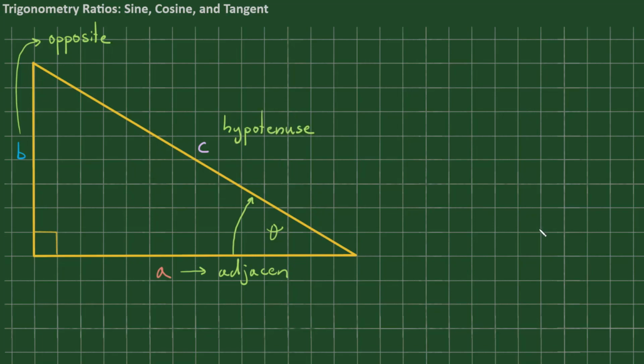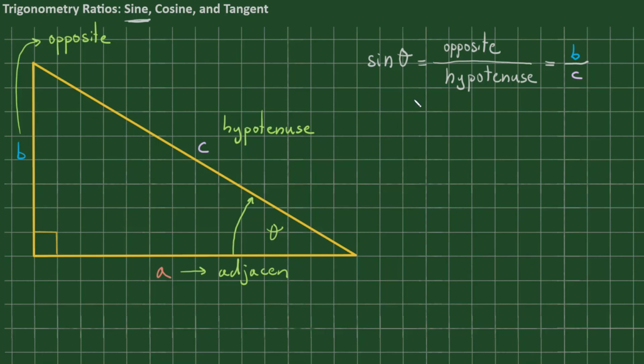The relationship between angle theta and the sides of this triangle is given by three formulas. Firstly, we have sine of theta. So notice that the function sine is shortened to sin, which is still pronounced sine, as in SING. And sine of theta equals the length of the opposite over the length of the hypotenuse. So in this particular case, the opposite is B and the hypotenuse is C.